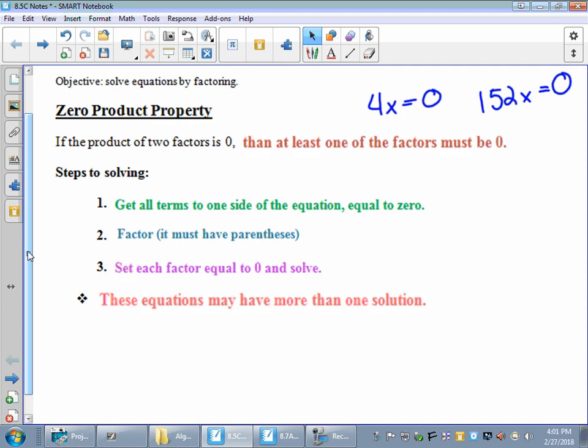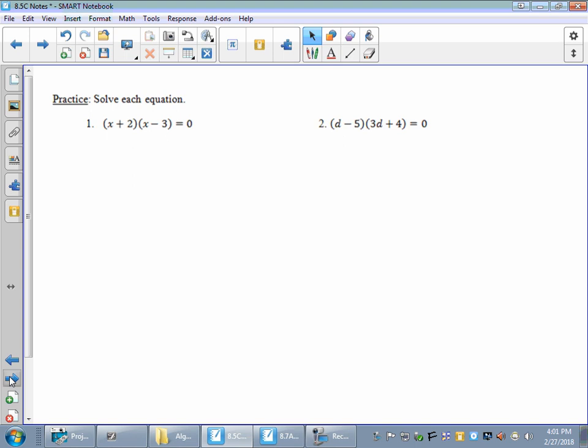All right, 3 steps. Make sure it's equal to 0, factor it if it needs to be, and then set each of those factors equal to 0 and solve. Let's do a couple of examples. Let's start off with one of these nice, easy examples. Let's start off with number 2.